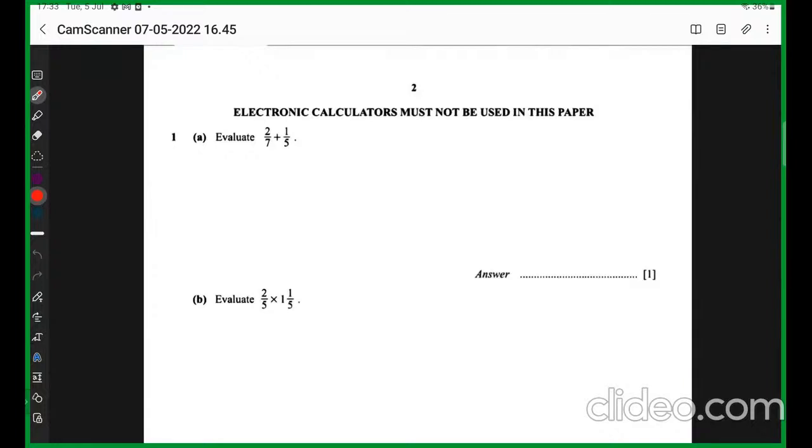Okay, so what is happening in the first question? Now, in the first question, we have two fractions, 2 by 7 and 1 by 5, and they're coming with a plus sign. So I told you, whenever we have two fractions and whenever we have plus or minus sign between the two fractions, we are going to take the LCM.